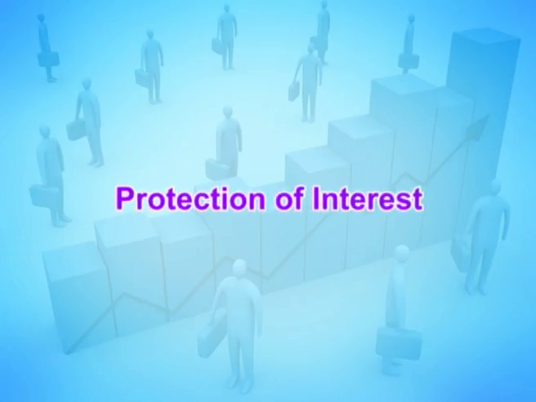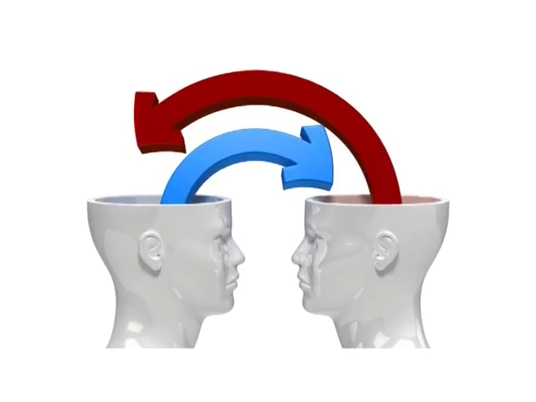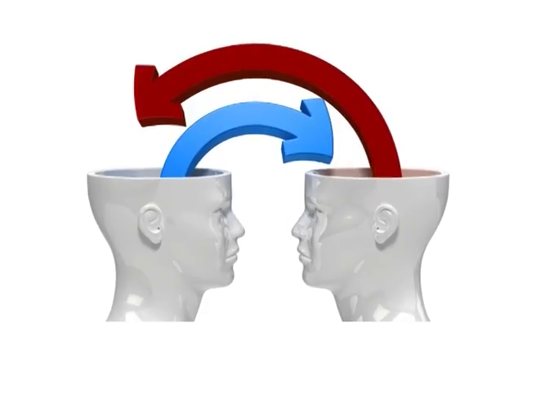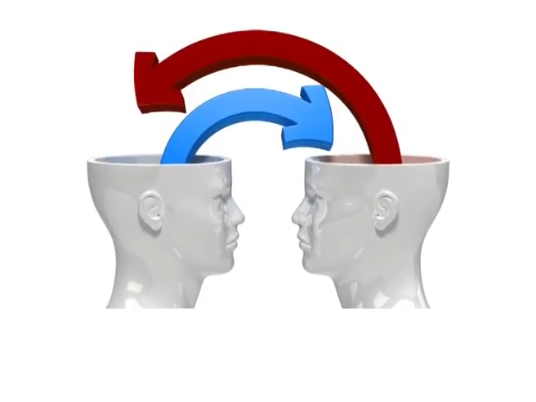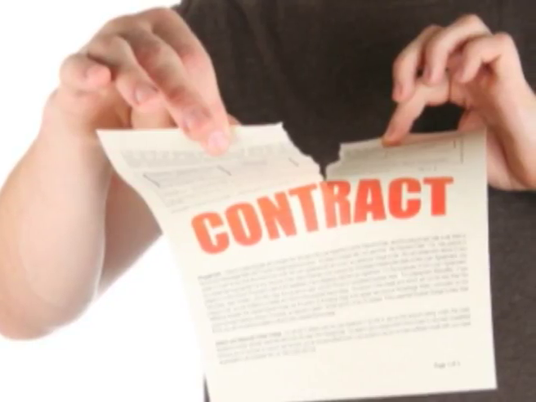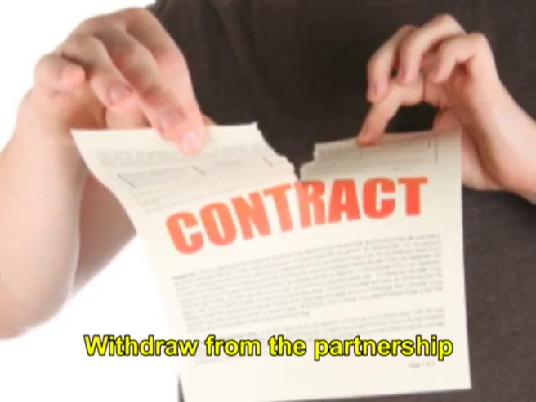Protection of interest. In partnership form of business organization, the rights of each partner and his or her interests are fully protected. If a partner is dissatisfied with any decision, he can ask for dissolution of the firm or can withdraw from the partnership.